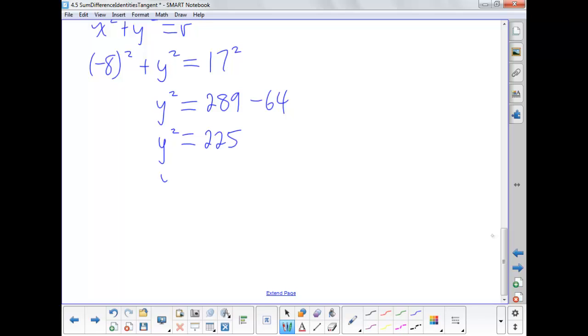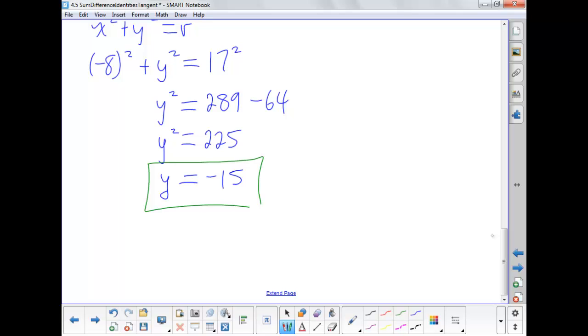Now again, normally there are two answers to this, either positive or negative, whatever the square root of 225 is. That happens to be 15. Now based on the quadrant we're supposed to be in, it told us that angle B was in quadrant number 3. Now in quadrant number 3, y would have to be negative. So I'm going to go with y. It's got to be negative 15 here.